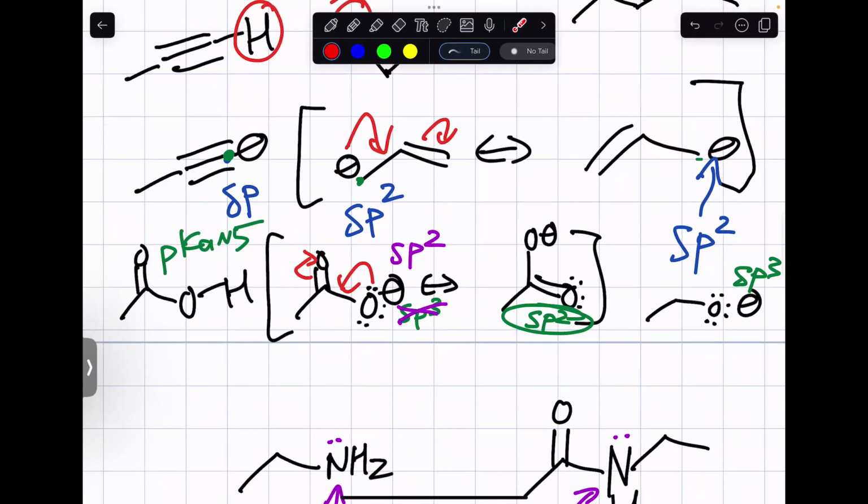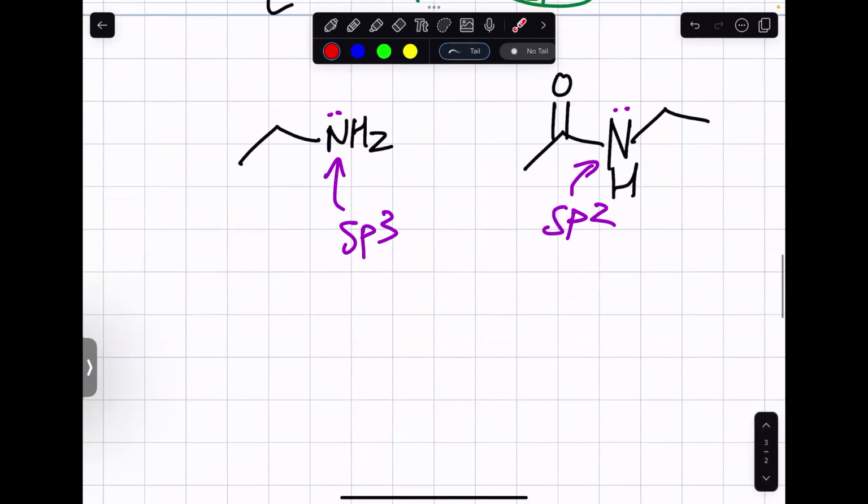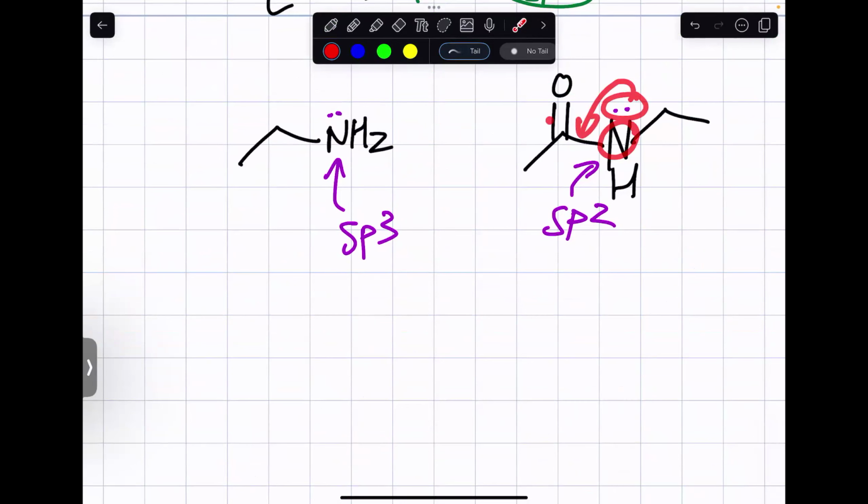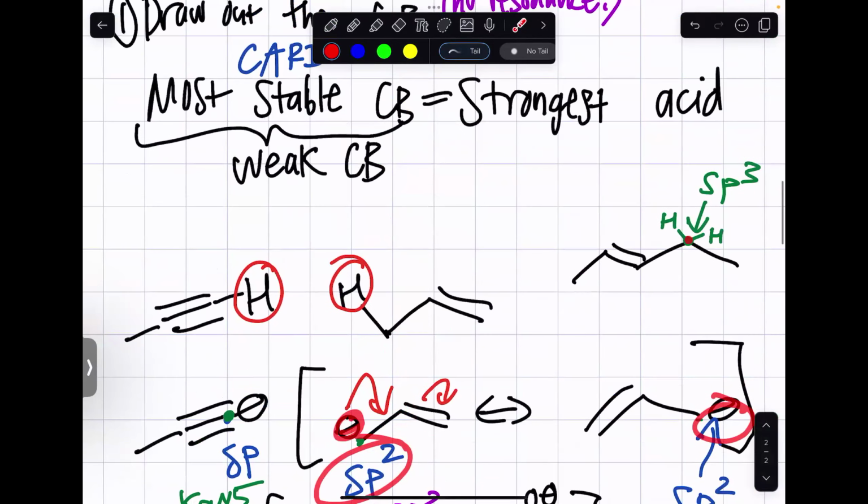But if we have a negative charge there, then that negative charge is sp2 now, right? In this example here, even though this nitrogen is neutral, that nitrogen has a pair of electrons that can actually resonate, making that sp2. Whereas carbon here has no pairs of electrons at all to do resonance, which is why it stays as sp3, right?